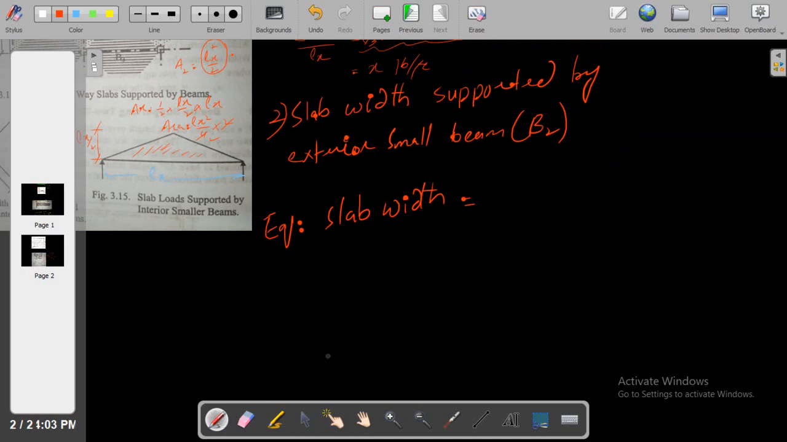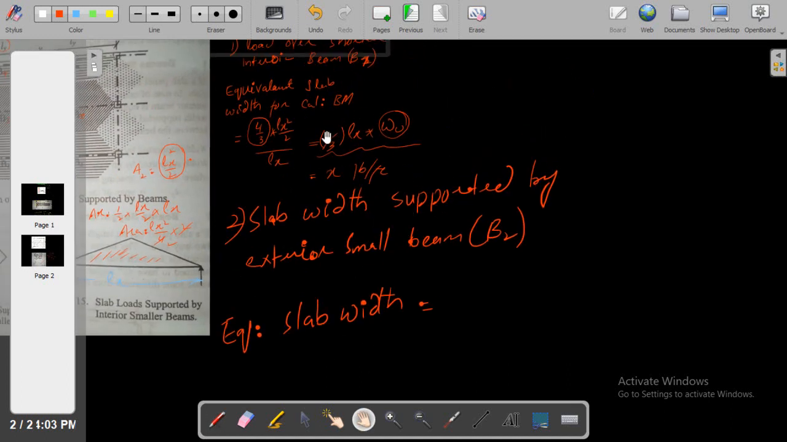In this case, it will simply be half that of the interior beam, like you can see here. What we got here should be divided by 2. The equivalent width for this smaller exterior beam will be 2 by 3rd. We have to halve this loading, this width, so that the 2 cancels with 2, and plus any cantilever portion.